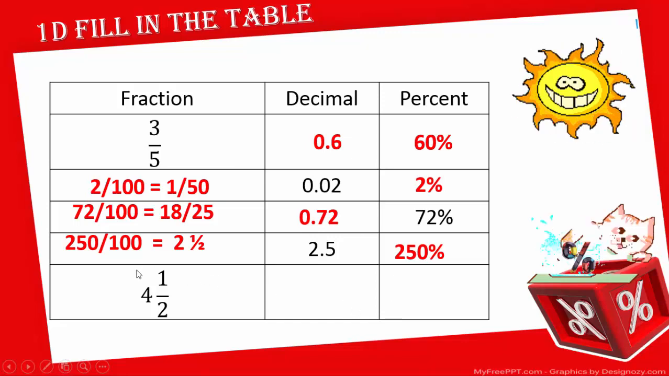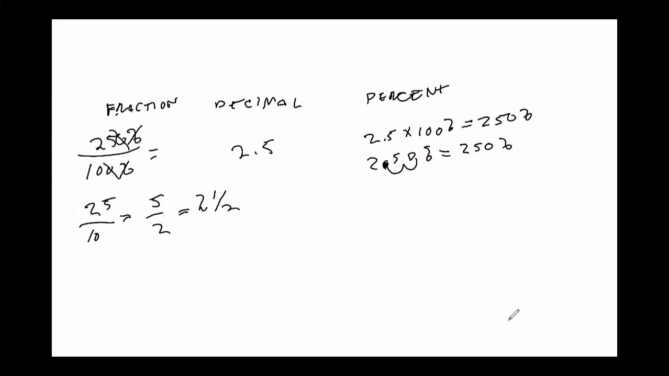And finally, in the last line here, we have 4 and 1/2. And so here we want to work out 4 and 1/2 and put it in terms of a decimal and then in terms of percent. So again, we'll go to the whiteboard and work out the details. In this case, we're given 4 and 1/2. We know that 1/2 is the same thing as 0.5, so we can just write our decimal as 4.5.